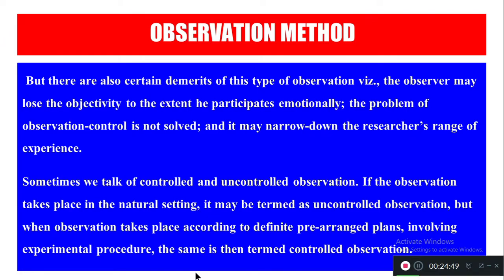There are some demerits in the participatory type of observation. First, sometimes we lose the objectivity. Why? When I sit with the students and eat the mess food, I can emotionally hide some of the things. When we say outside that this food is not good, the students will also feel bad. So at that time we may hide some important information because of emotional feelings. The problem of observation here is that the control is not solved.